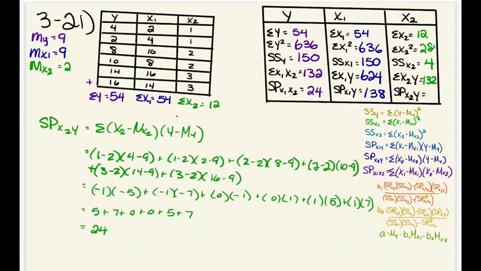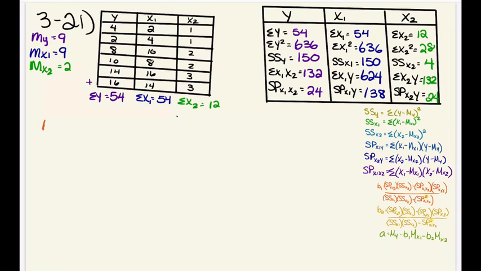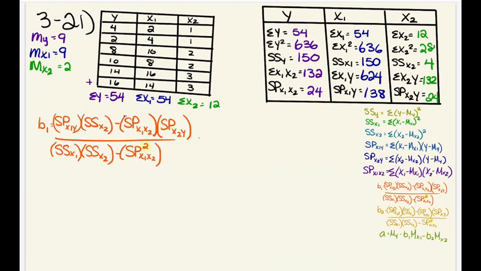Next, we'll use these sum of squared deviations and sum of products of deviations to calculate our beta 1 and beta 2 values. To find the value for beta 1, we'll take the sum of products of deviations for x1 and y and multiply the sum of squared deviations for x2. Then we'll subtract the product of the sum of products of deviations for x1 and x2 multiplied by the sum of products of deviations for x2 and y.